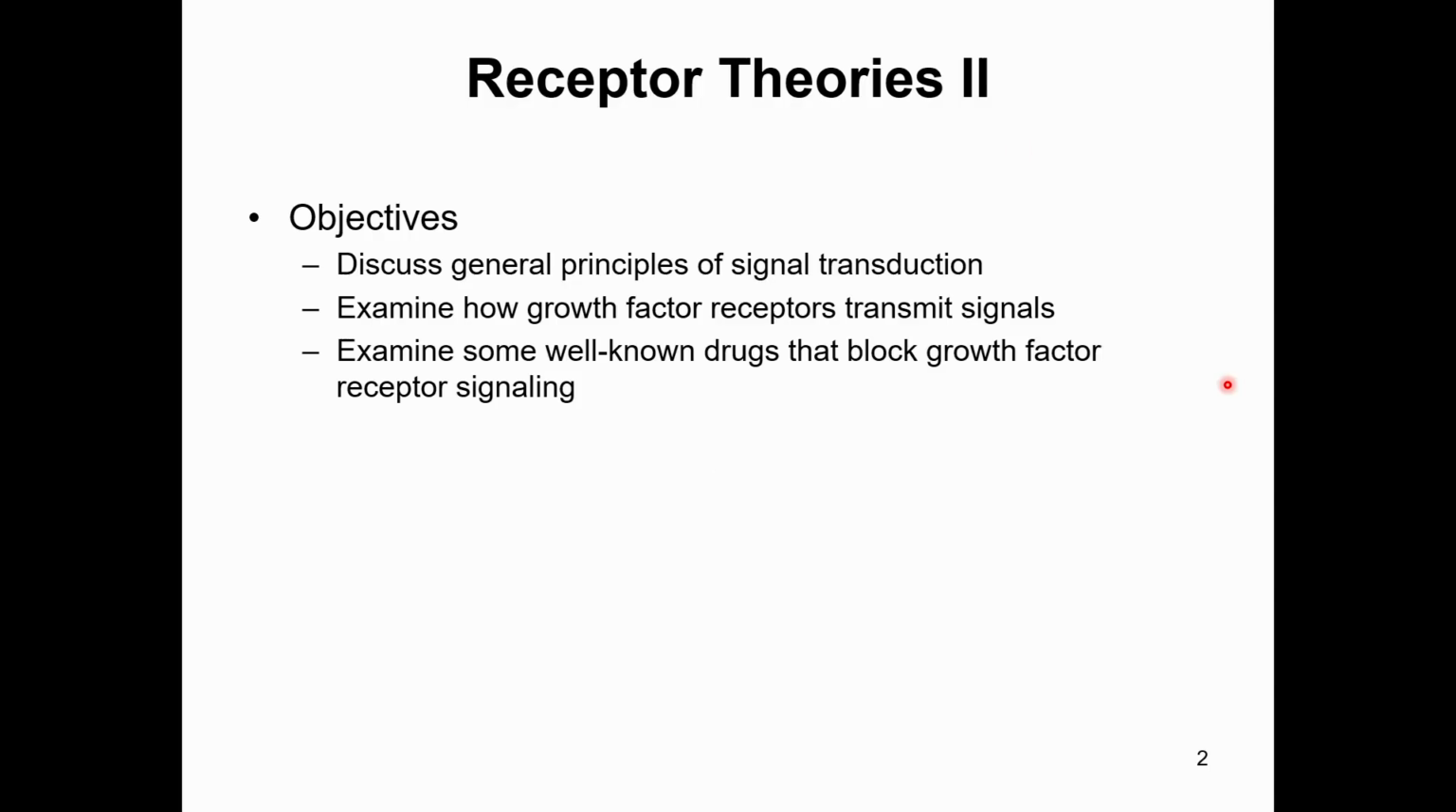So here are the objectives. We're going to introduce signal transduction in more detail than you've had before. That's all the stuff that happens downstream from ligand binding to a receptor. Then we're going to examine growth factor receptors, a particular class of receptors, because it offers a great way to show you how signal transduction works. And then we'll look at a few drugs that block growth factor receptor signaling.